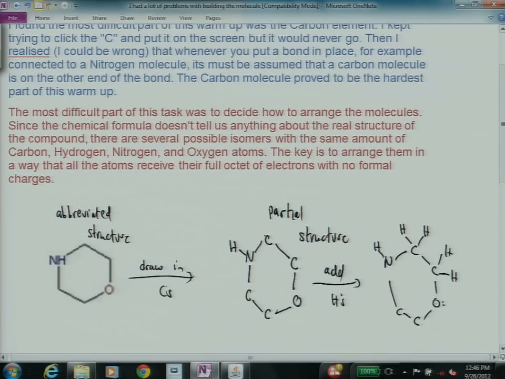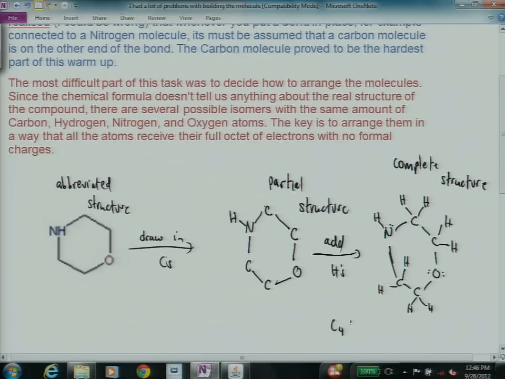This is the full molecule. This is the complete structure. And if you count it up, it's C4H 1, 2, 3, 4, 5, 6, 7, 8, 9, NO, and no charge. That's a biggie. There's a lot of pieces there. I'm going to do another one in a second, but before we do that, questions about that?